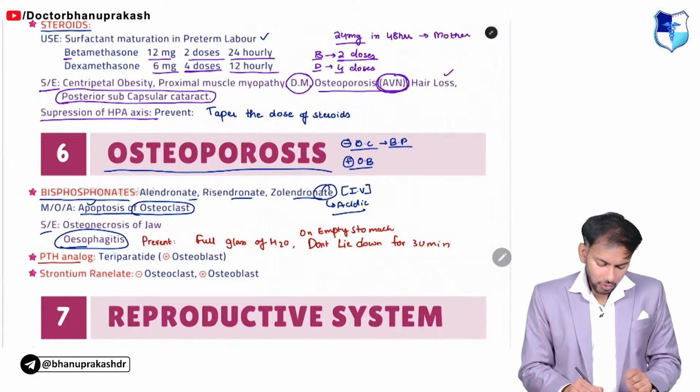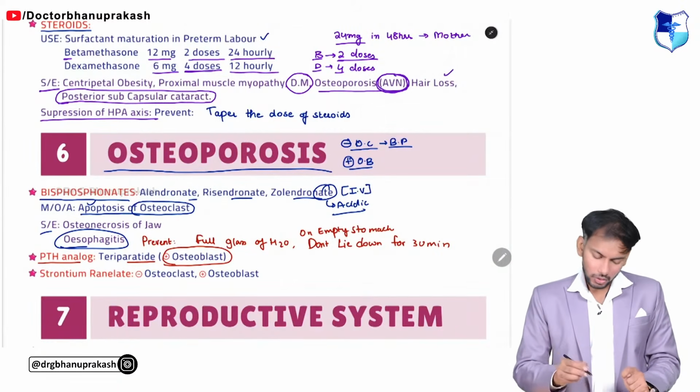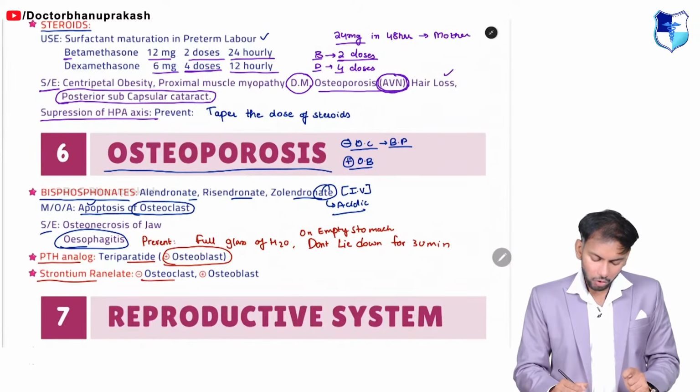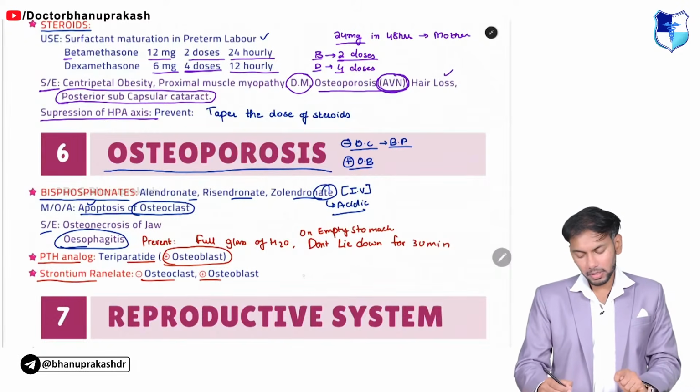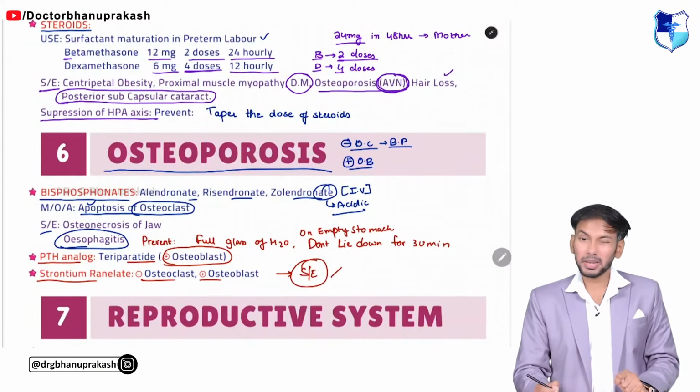Now, PTH analog is teriparatide. It will activate the osteoblast. There is one more drug, strontium granulate. It will block osteoclast and it will activate osteoblast, but it is not used because it has a lot of side effects, many side effects.